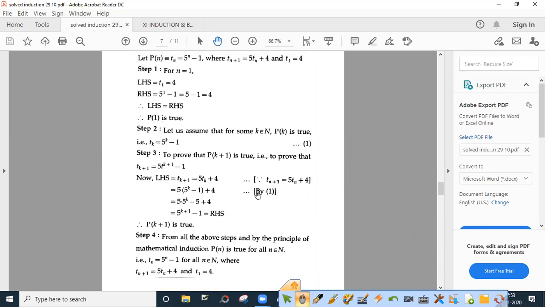I repeat, you have to correct this one. See, logic is very simple. In this result, replace k by k plus 1. So t_{k+1}. Here originally it is 5 raised to k. Now it will change to 5 raised to k plus 1 minus 1 as it is. So this t should not be there. 5 raised to k plus 1 minus 1. See, we have got the same. Okay.